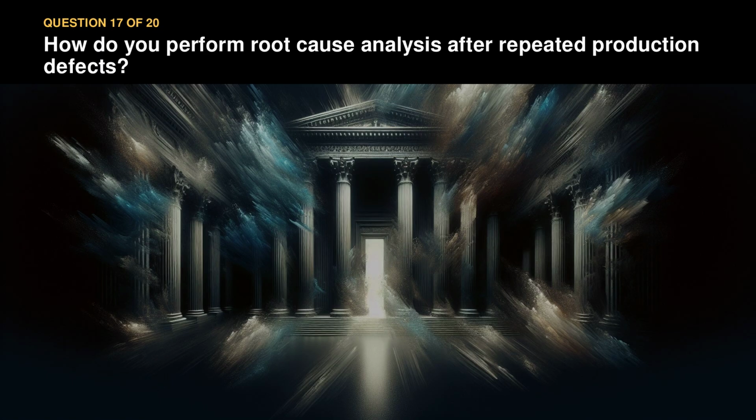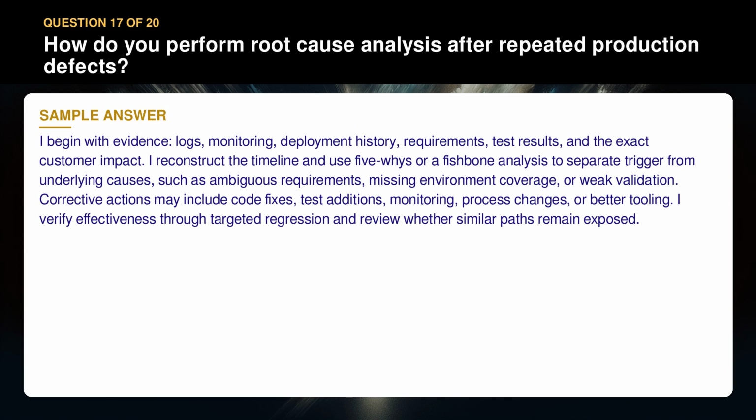Question 17. How do you perform root cause analysis after repeated production defects? I begin with evidence, logs, monitoring, deployment history, requirements, test results, and the exact customer impact. I reconstruct the timeline and use 5 whys or a fishbone analysis to separate trigger from underlying causes, such as ambiguous requirements, missing environment coverage, or weak validation. Corrective actions may include code fixes, test additions, monitoring, process changes, or better tooling. I verify effectiveness through targeted regression and review whether similar paths remain exposed.